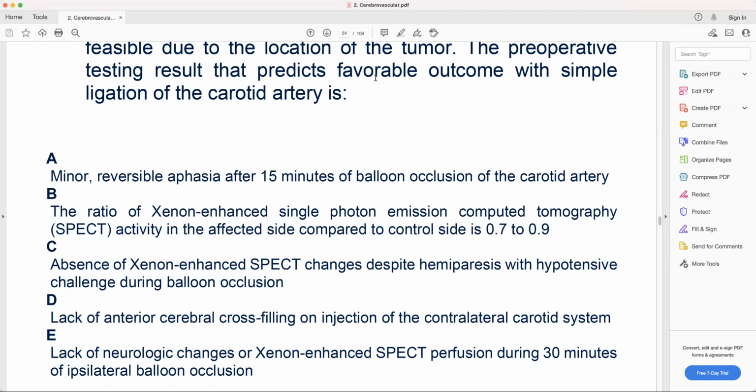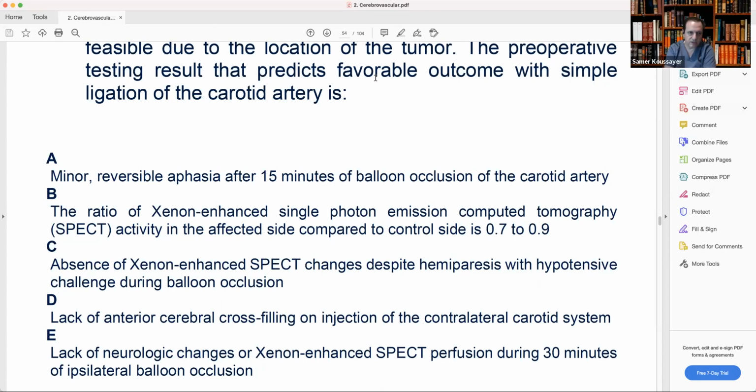First one, A: a minor reversible aphasia after 15 minutes of balloon occlusion of the carotid artery. We said 30 minutes maybe. Yes, because even if we get reversible aphasia after 15 minutes, no, because they said you have to go for 30 minutes. So 15 minutes is not enough. I don't know why I didn't put this number.